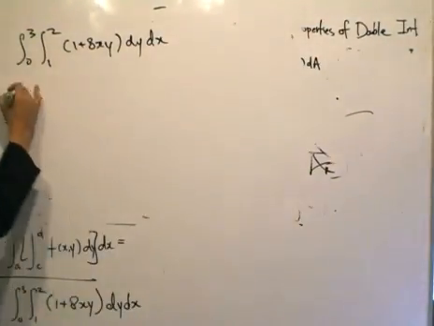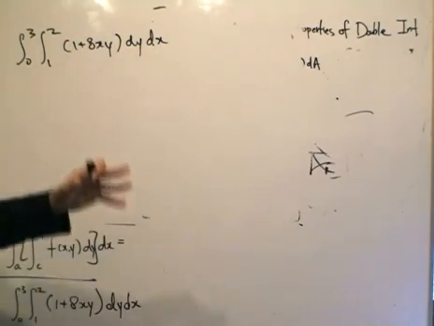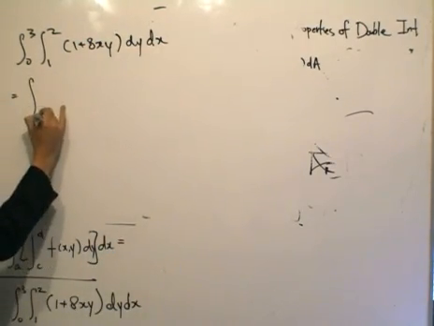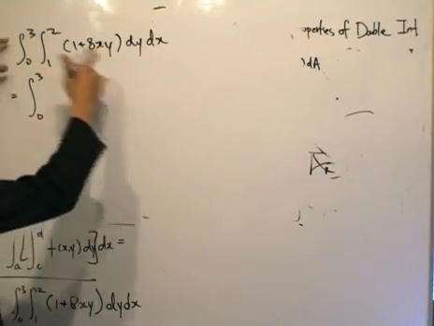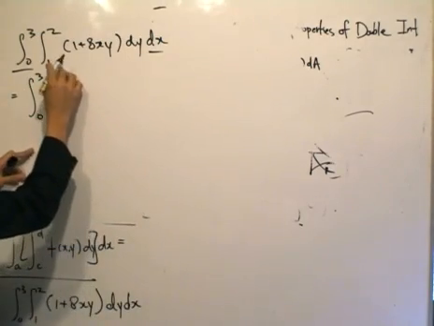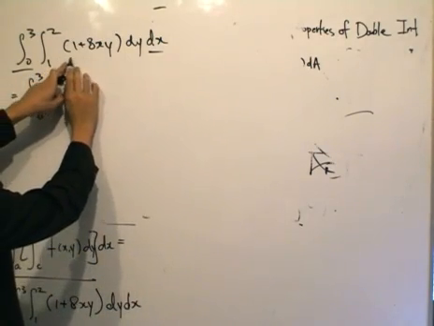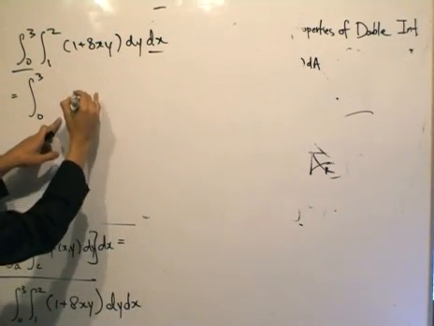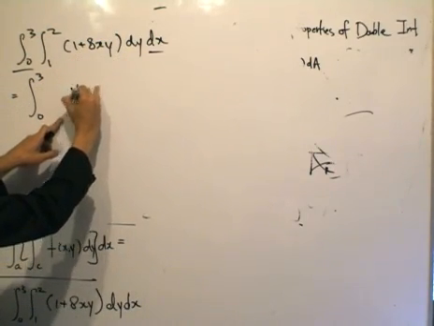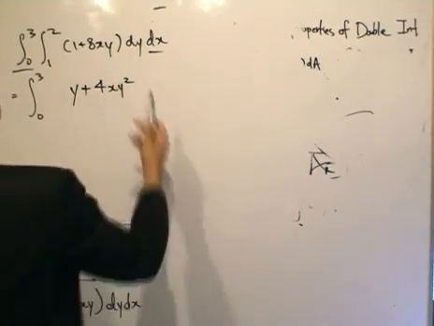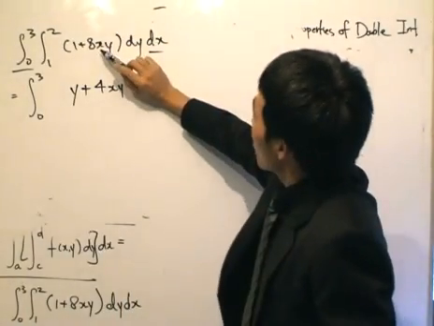I would normally want to write the whole thing in full, so I don't want to skip any steps. I'll put integrate 0 to 3 first because I'm looking at this one over here and focusing on the one inside. So I'm going to partially integrate this function in terms of y. Integrate 1 in terms of y, what do we get? We get y plus 4xy squared. Just treat x as a constant, right?